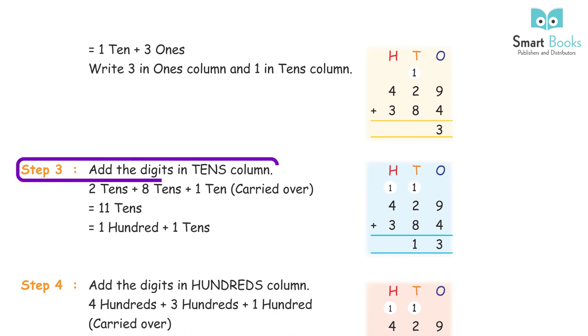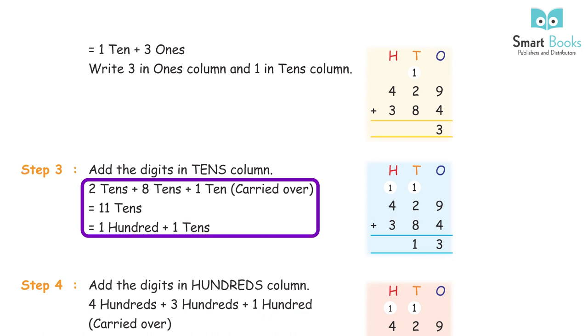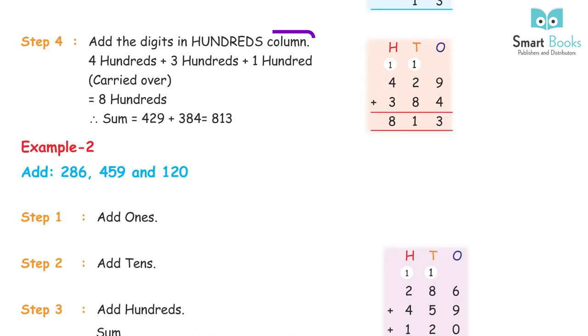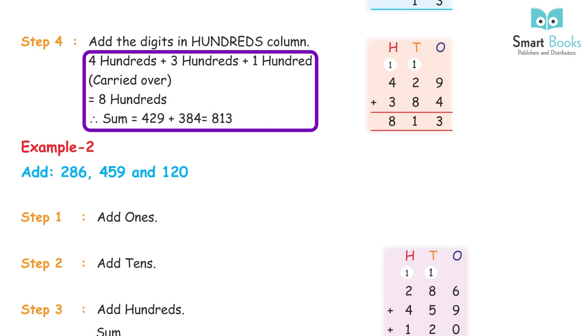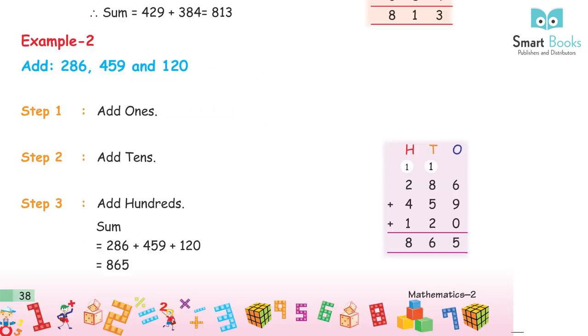Step 3. Add the digits in the tens column. 2 tens plus 8 tens plus 1 ten carried over is equal to 11 tens, which is equal to 100 plus 1 ten. Step 4. Add the digits in the hundreds column. 400 plus 300 plus 100 carried over is equal to 800. Sum is equal to 429 plus 384 is equal to 813.